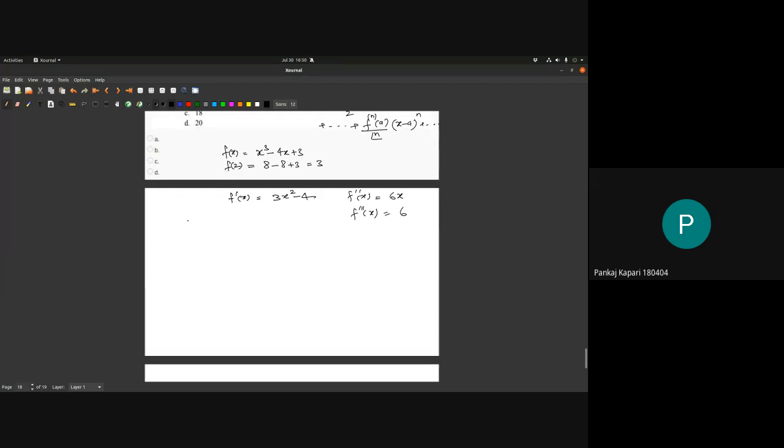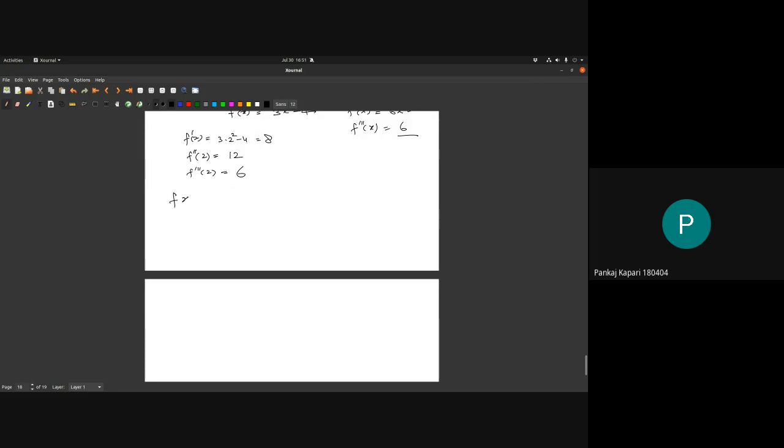So what is f prime of 2? Find it from here: 3x square minus 4 is 3 times 2 square minus 4, which is equal to 8. f double prime of 2, from this function, we get 12. And f triple prime of 2, because the third derivative is a constant function, is 6.